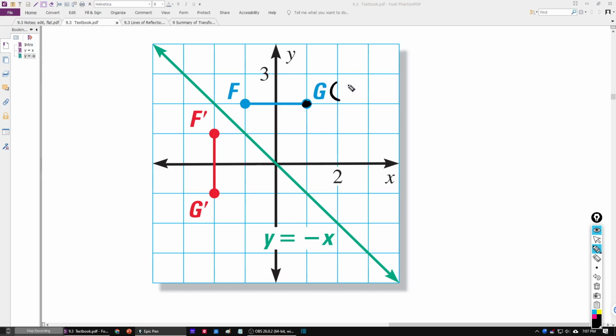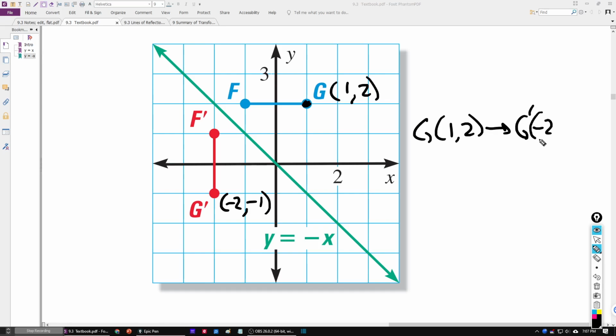So 1 comma 2, right? So G is at 1 comma 2. And then G prime is at negative 2 comma negative 1. All right, so let's write that out. Here I have G at 1 comma 2, and that gets transformed over to G prime, which is negative 2 comma negative 1.